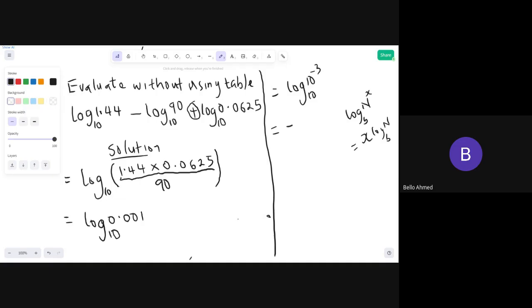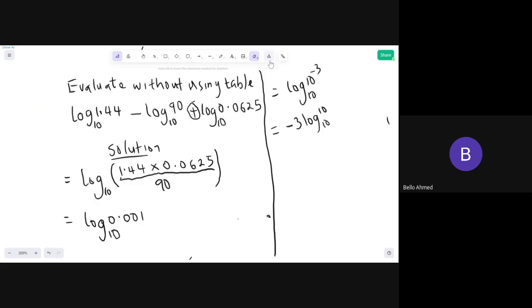So the negative 3 is going to come to the front here. Then we have logarithm of what? Logarithm of 10 base 10. So what is going to happen to all of this now? Well, that's very simple. What is going to happen is this. It equals negative 3 multiplied by... Now, remember that any logarithm of the base itself is actually going to give us 1. So this logarithm of 10 base 10 is going to give us 1.